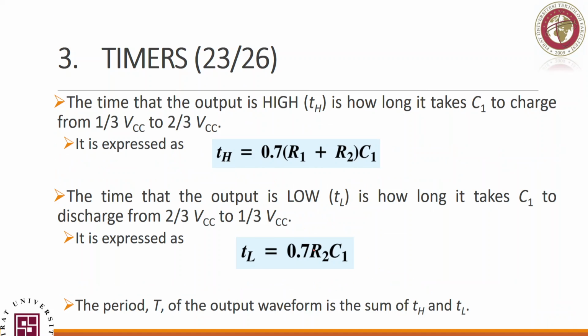Okay. Now for the time we said charge, discharge. We have time high, time low, because this is based on oscillation. Time high is the time the 555 takes to charge, going from 1/3 to 2/3 VCC. This is what we refer to as time high.